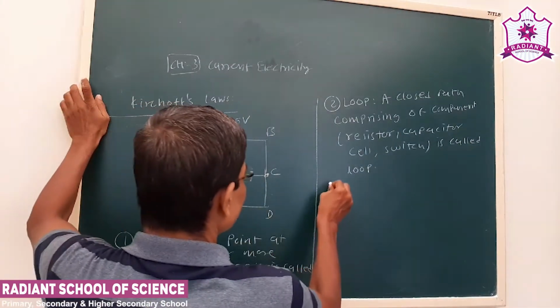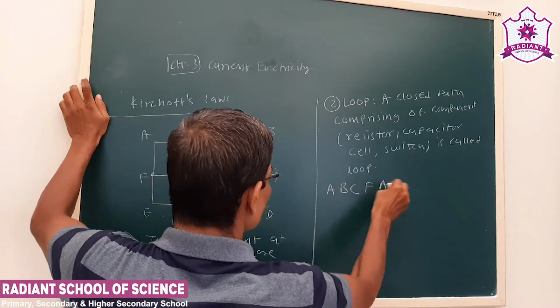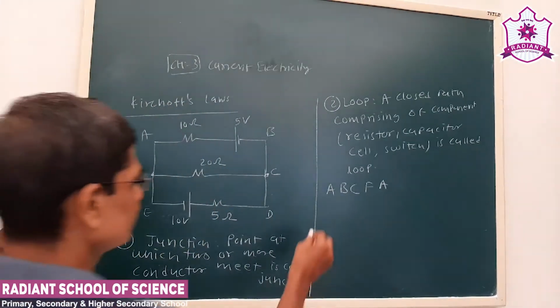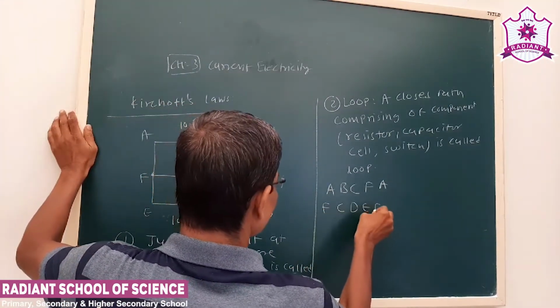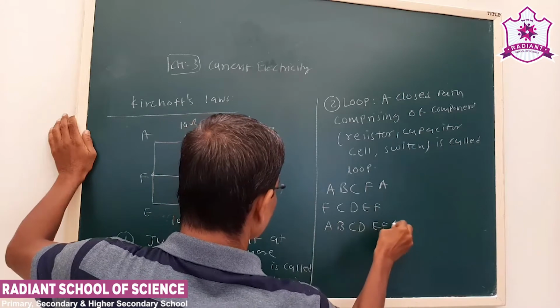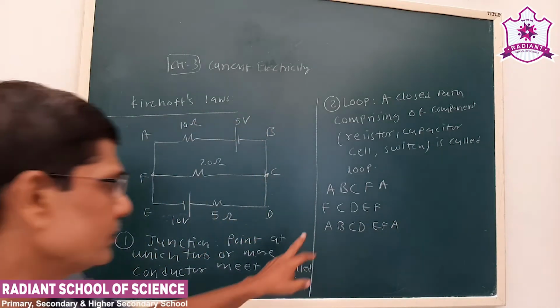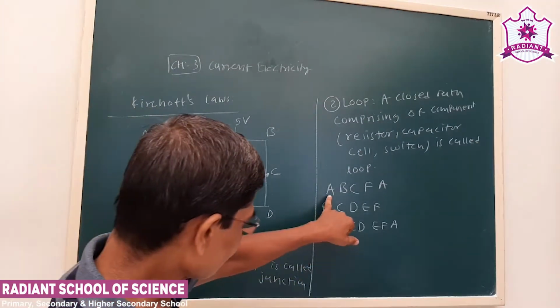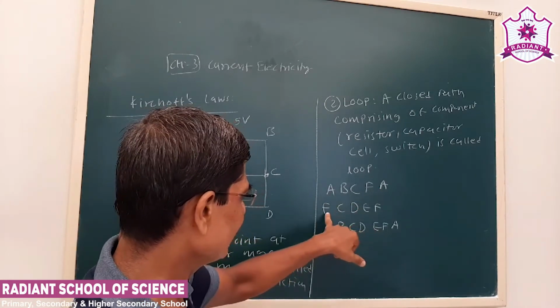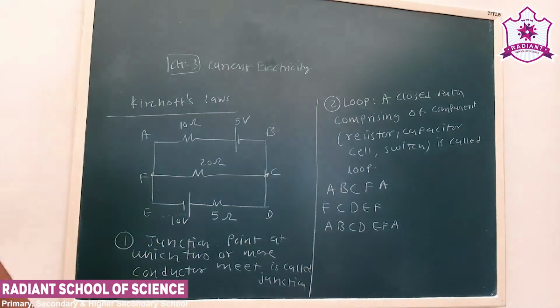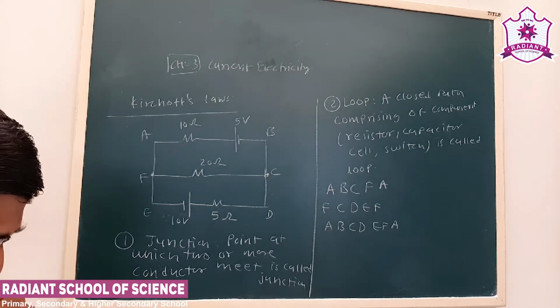So in this circuit, let us say A, B, C, F, A is a loop. Loop means whichever point we start, we have to come back to the same point. Similarly, F, C, D, E, F is a loop. You can also take A, B, C, D, E, F, A. That is also a loop. The important thing about a loop is that whatever point we start from, we have to come back to the same point. So here we start from A and come back to A, start from F and come back to F. These are the two important terms associated with studying Kirchhoff's law.